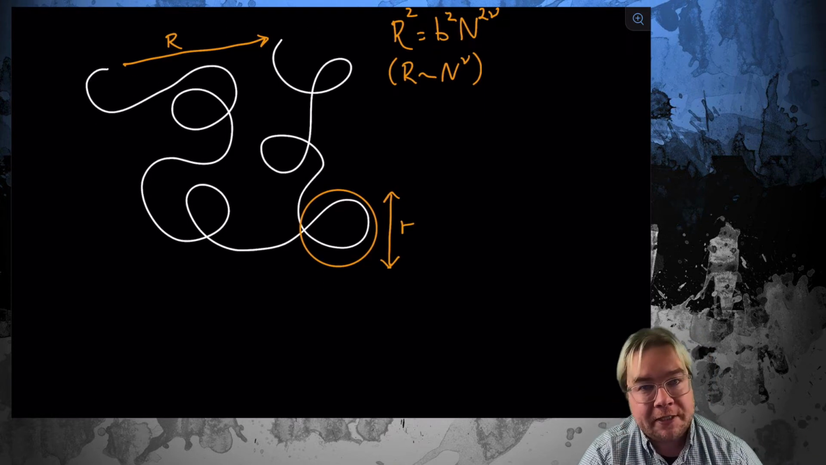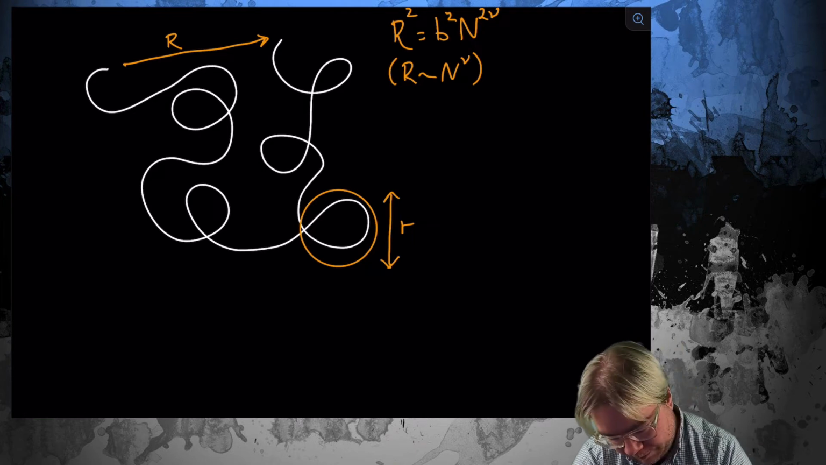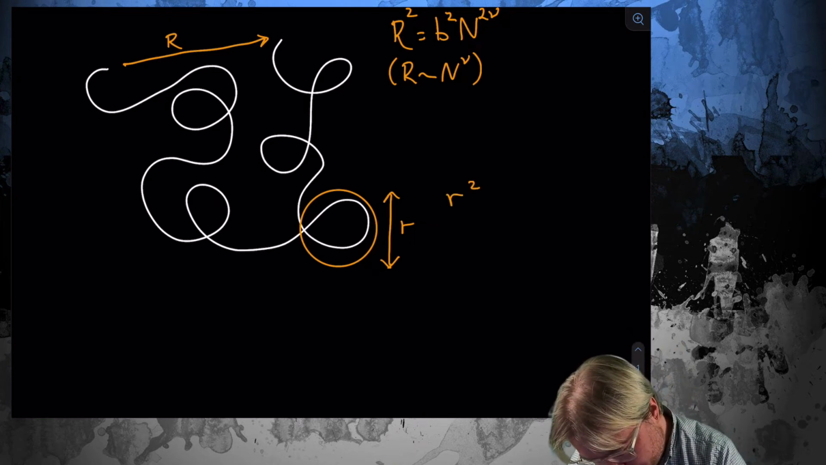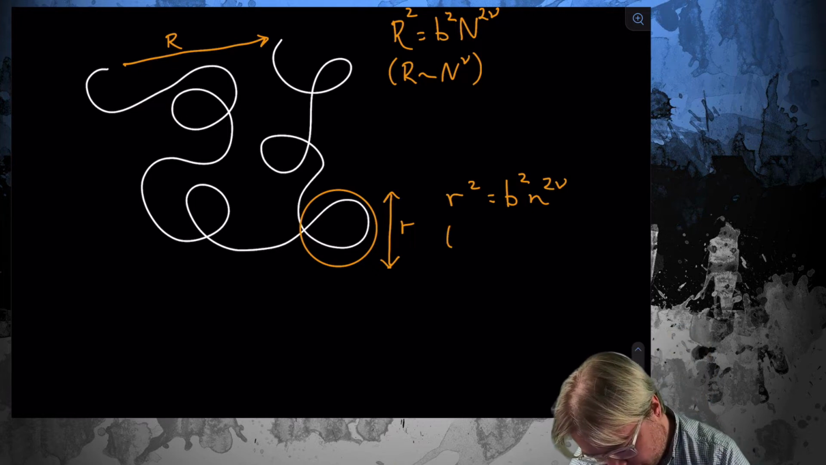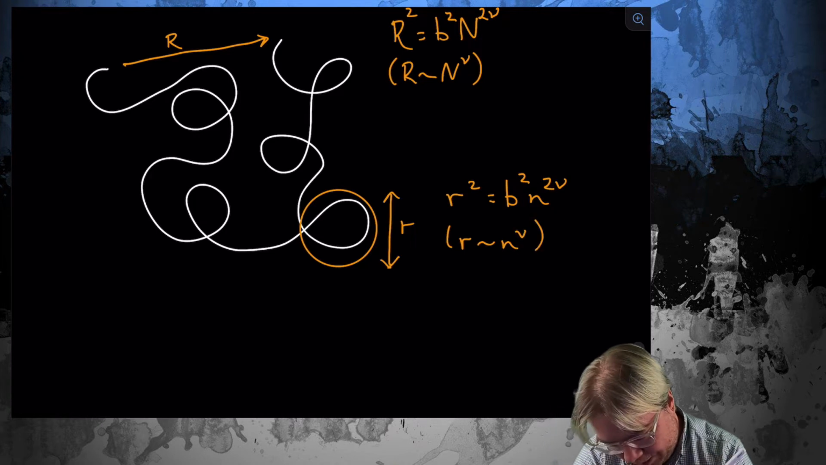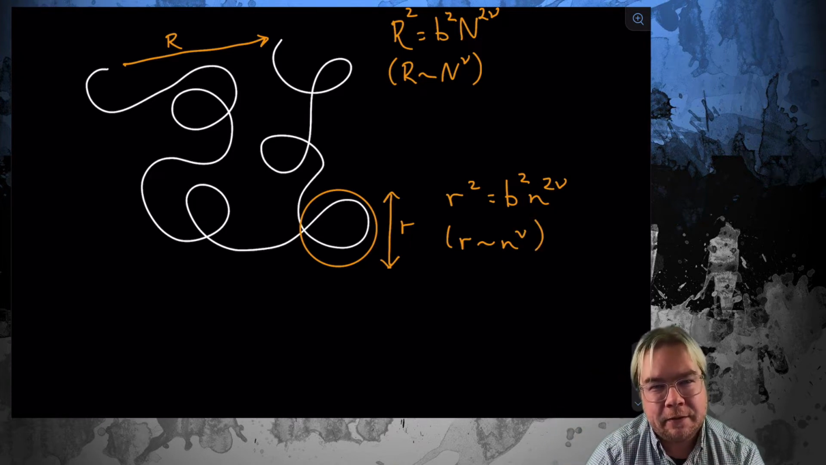If we look at the small region, then if something is self-similar, it means that r squared will be equal to b squared times little n to the 2 nu, where little n is the number of monomers in that region that I've circled. Or of course, the other thing, r scales as little n to the nu power. So that's what I mean by that.